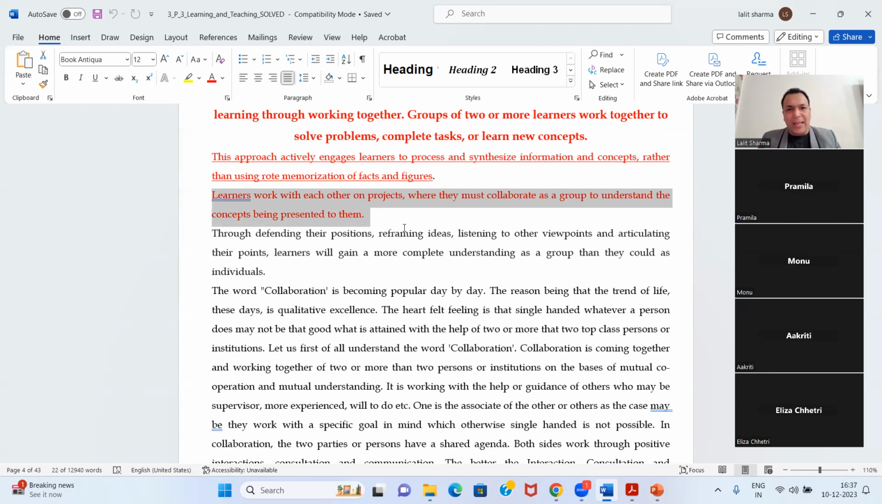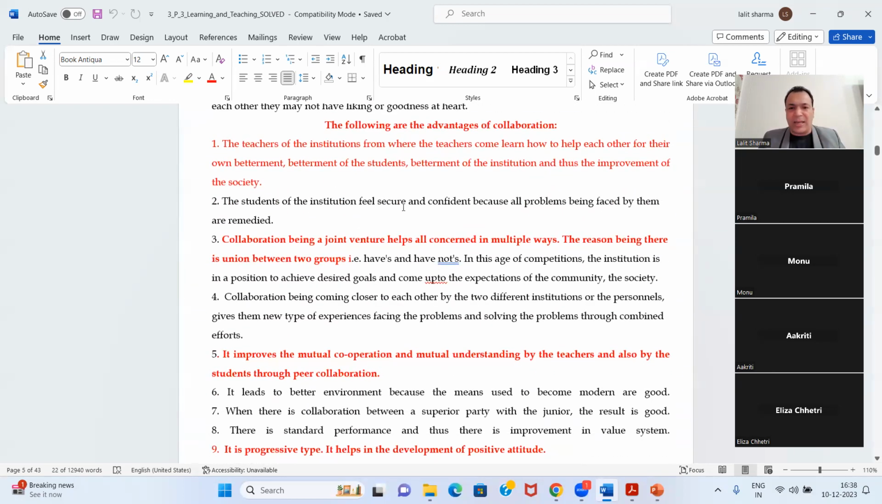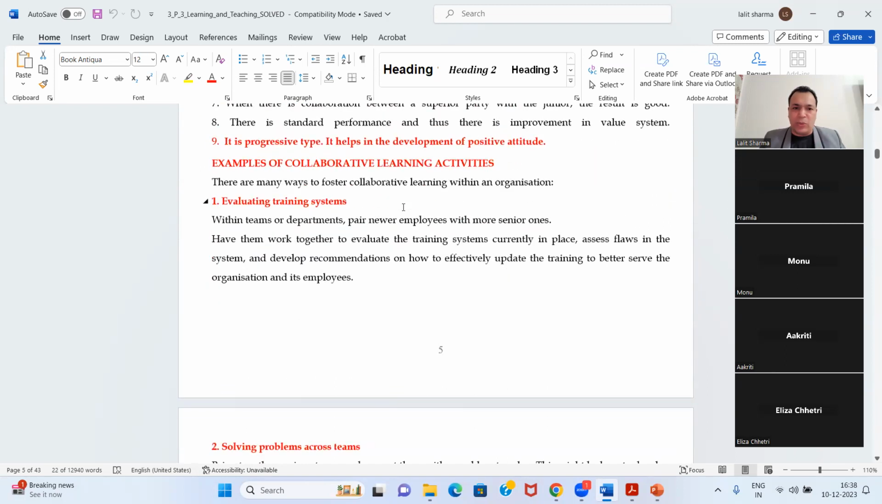My purpose is to clear the concept in front of you, providing the notes. Now you have to learn by yourself, right, guys? So the concept has already been cleared, in a very deep way. Okay, so these are the advantages of collaborative learning. You can learn that.